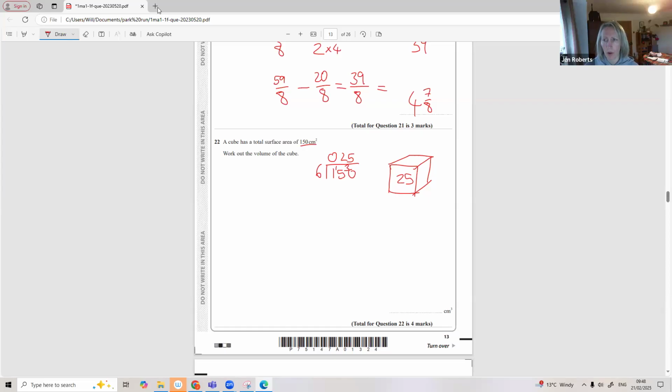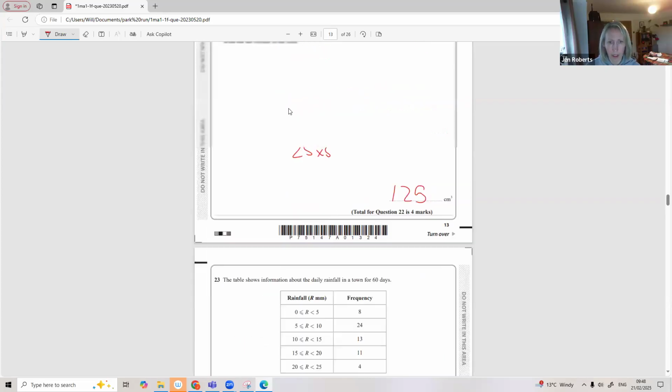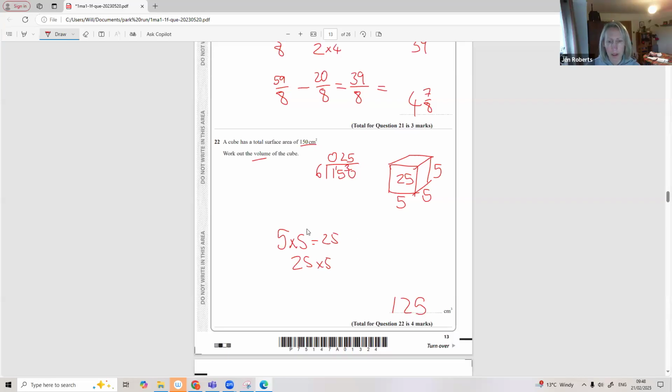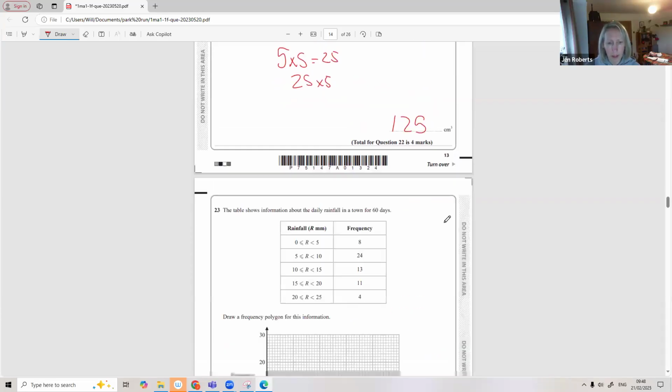Well, it's a cube, all the faces are squares, so the lengths are all the same. So I know that 5 times 5 gives you 25, so I know this dimension is 5. How do you work out the volume of a cube? Length times width times height. 5 times 5 is 25. 25 times 5, 125 centimeters cubed. So we're working out the volume, and that's the formula for the volume, right?